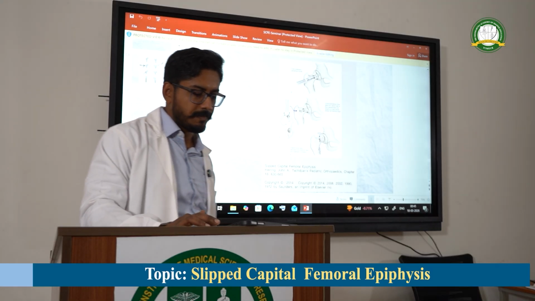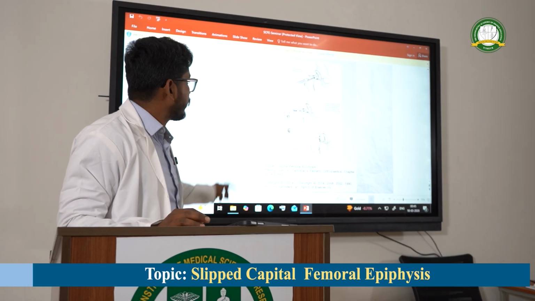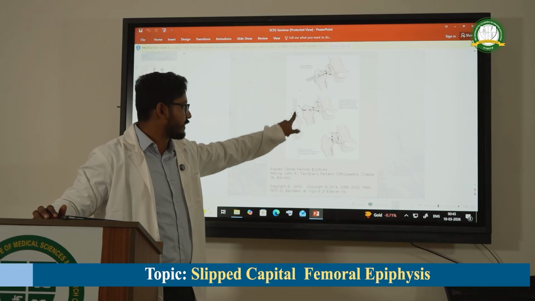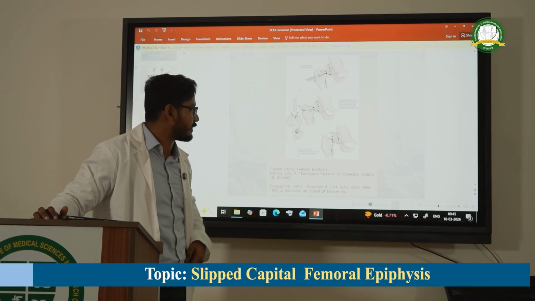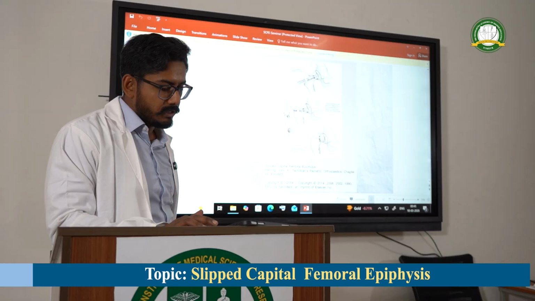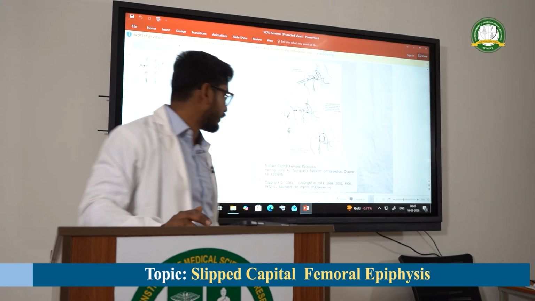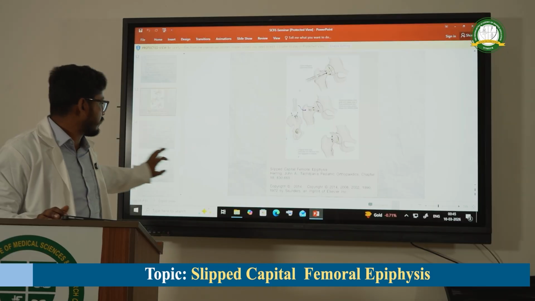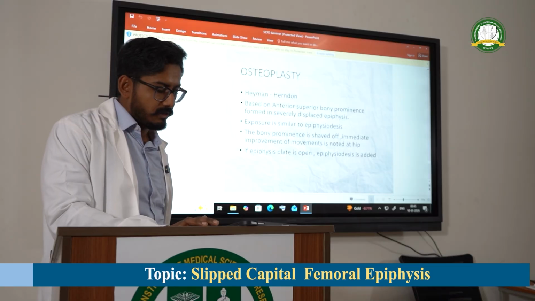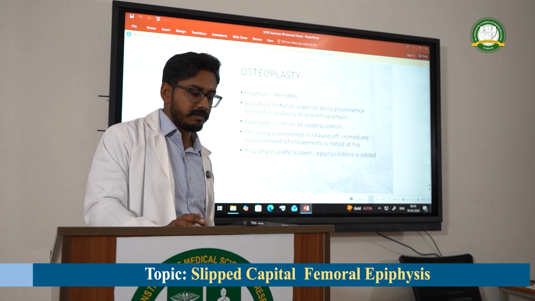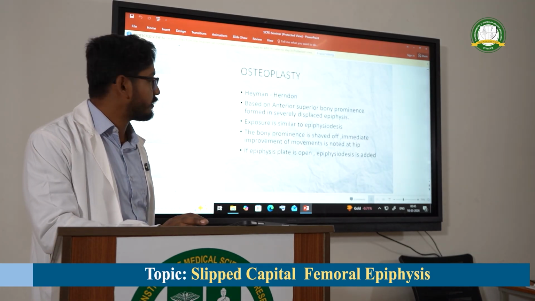We'll create a tunnel, and then we'll put a peg of bone. This bone peg is taken usually from the iliac crest. Then it is inserted into the physis across the drill hole. This is the epiphysiodesis procedure. And there is osteoplasty, explained by Heyman and Herndon.